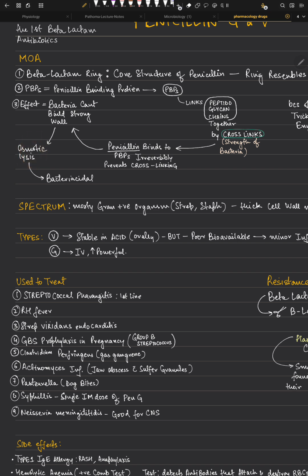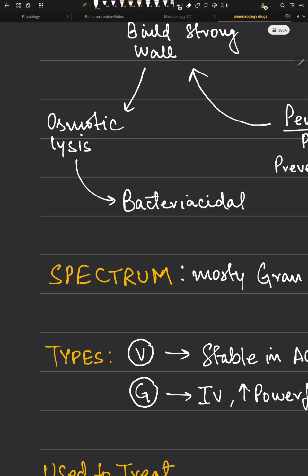Okay, so penicillin is bactericidal because it stops the cross-linking, and the autolysins that bacteria already have keep working.